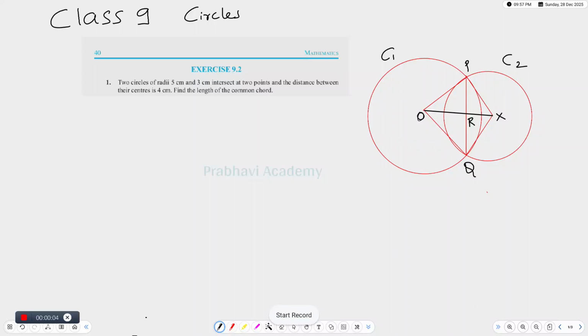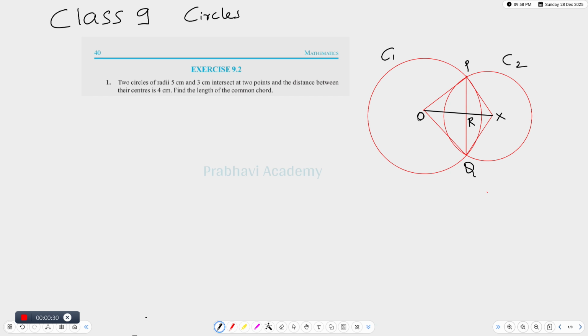Today we are discussing class 9 circles, exercise 9.2. In the first one, two circles of radii 5 centimeter and 3 centimeter intersect at 2 points and the distance between their centers is 4 centimeter. Find the length of the common chord.